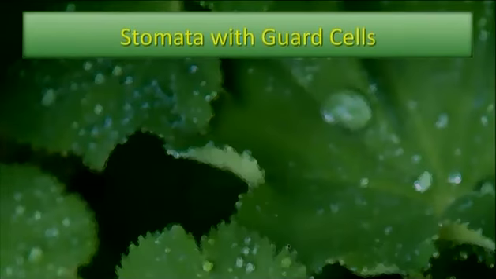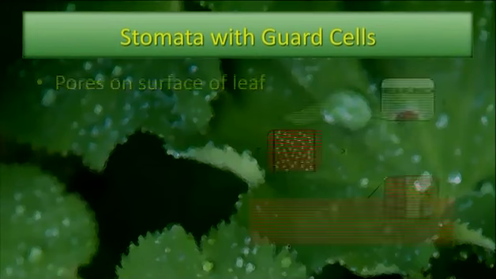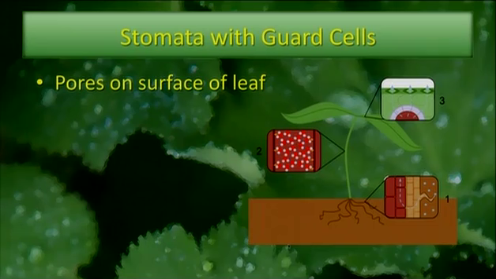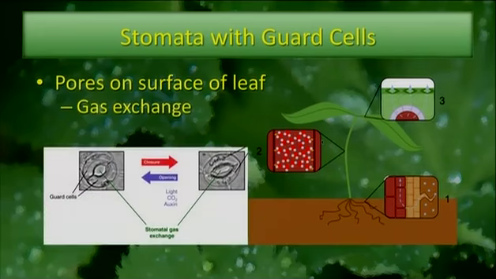Now, the leaf also has stomates or stomata with guard cells. Okay, so stomata are pores on the surface of the leaf. Here they are on the upper epidermis. So they're usually more on the lower surface of the leaf, but sometimes it can be on the upper surface as well. Okay? Now they function in gas exchange. So generally carbon dioxide goes into the stomate and oxygen gas comes out of the stomate.